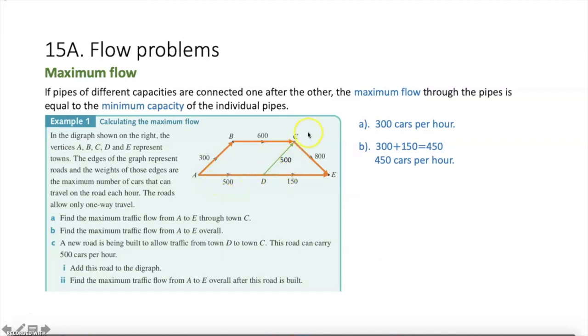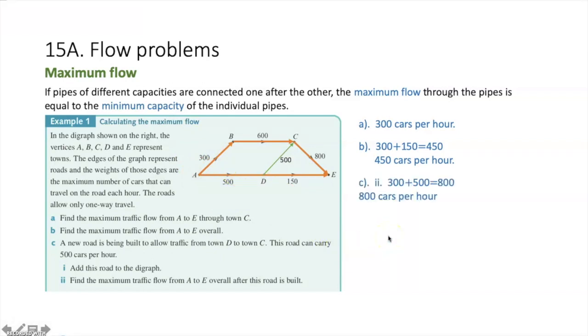D to C allows 500 cars, then C to E, the capacity is 800. Remember, when we're looking at the maximum flow, we're working with the minimum capacity. So the minimum capacity for the second route now is 500. Therefore, the overall maximum traffic flow from A to E is 300 from route 1 plus 500 from route 2, which is 800 cars per hour.